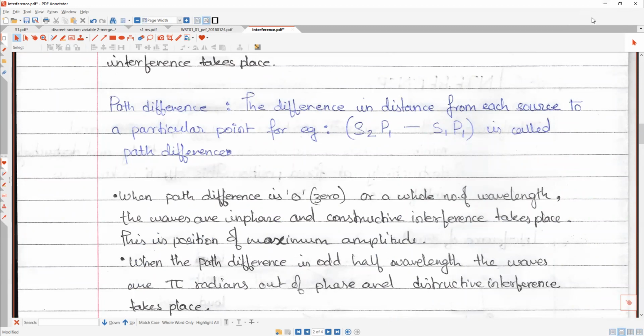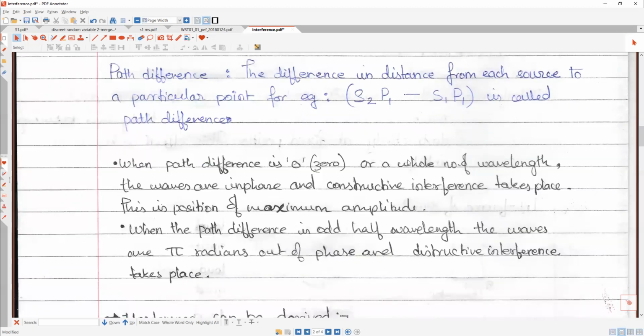Mehak, Salma, Sujata, understood? Yeah. Salma, Sujata, understood? Yes, yes. Fine. Let's continue now.